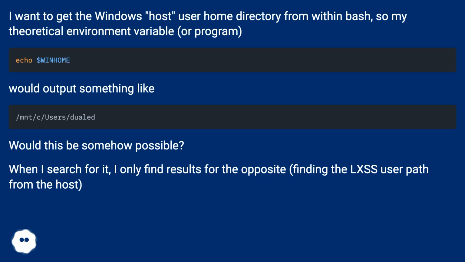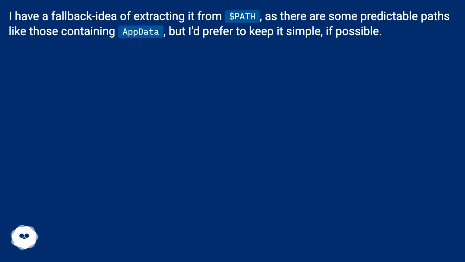When I search for it, I only find results for the opposite, finding the LXSS user path from the host. I have a fallback idea of extracting it from $PATH, as there are some predictable paths like those containing AppData, but I'd prefer to keep it simple, if possible.